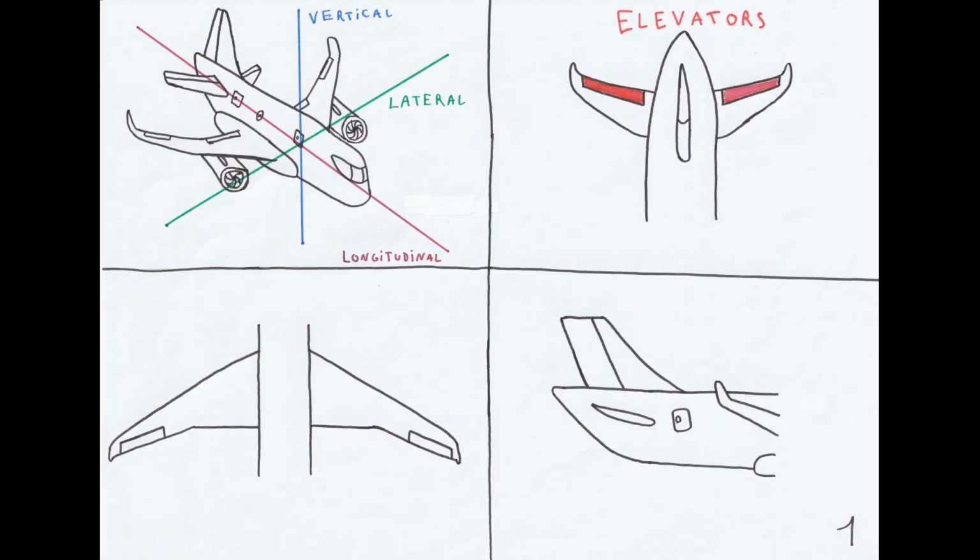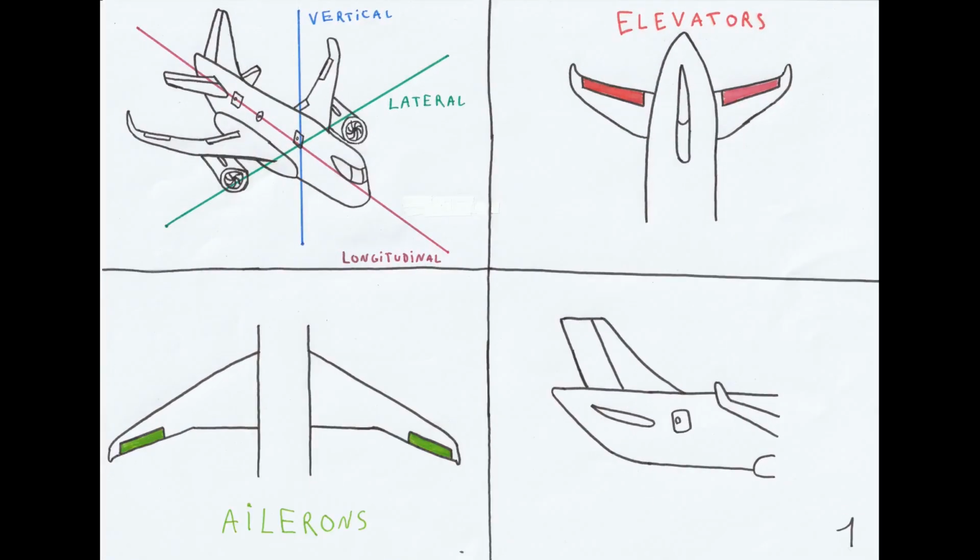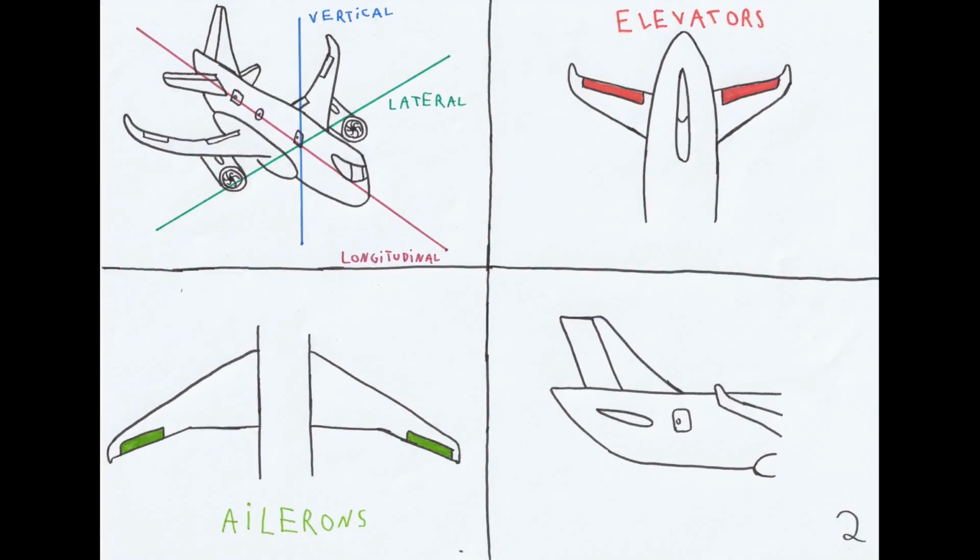Then for the longitudinal axis, we'll have to have ailerons, in green, at the outer trailing edge of our main wings in our schematics. They'll make the plane roll around itself, allowing us to control the well-named roll of our aircraft.